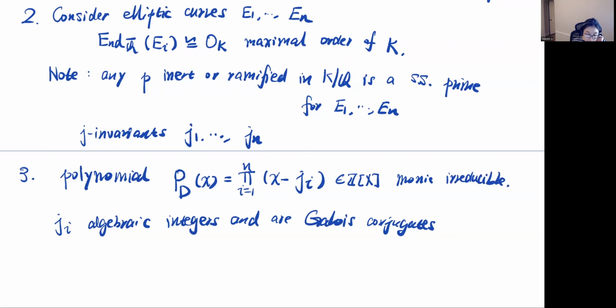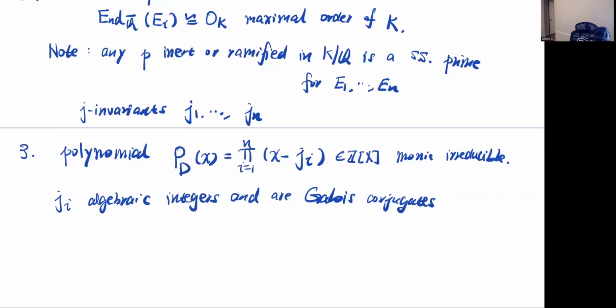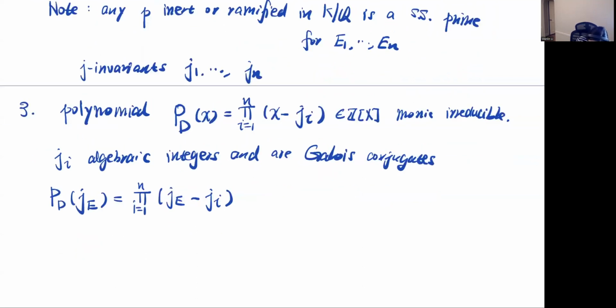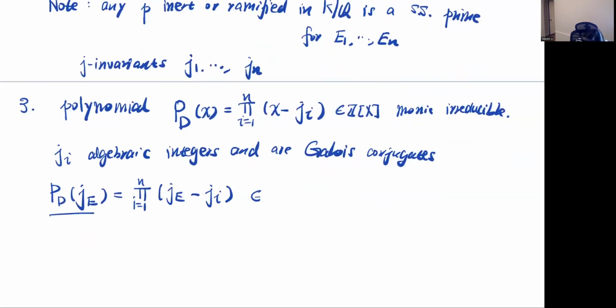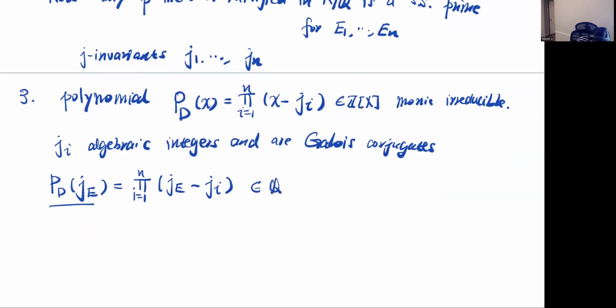It is a monic irreducible polynomial with Z coefficients. And another thing is that, now if I evaluate it at the J invariant of my given elliptic curve E, I get the product over i from 1 to n of J(E) minus J_i. This is a number, so this is actually an element in Q, right?